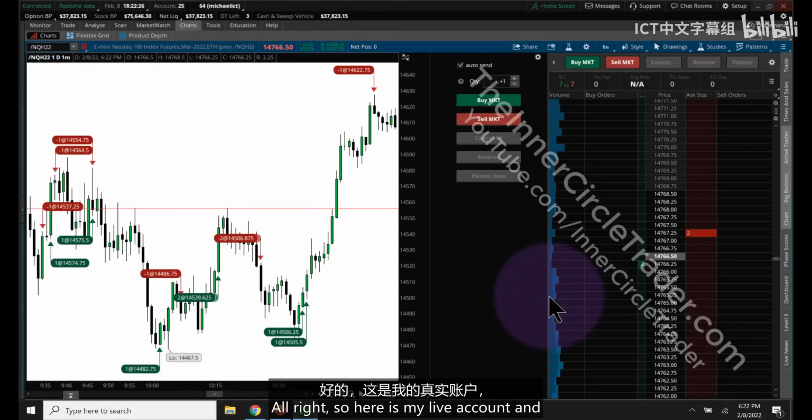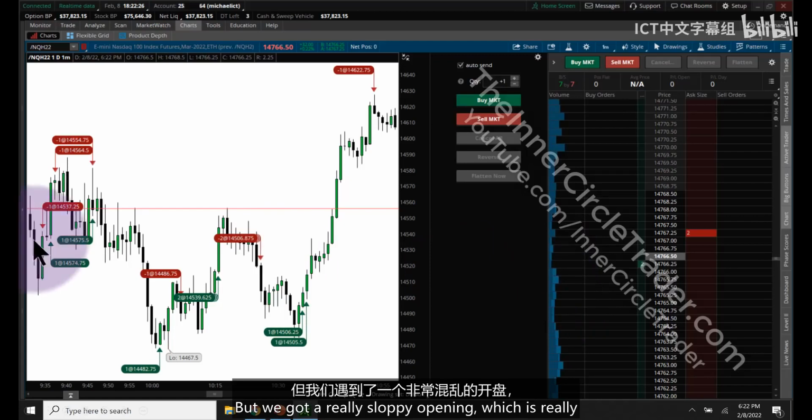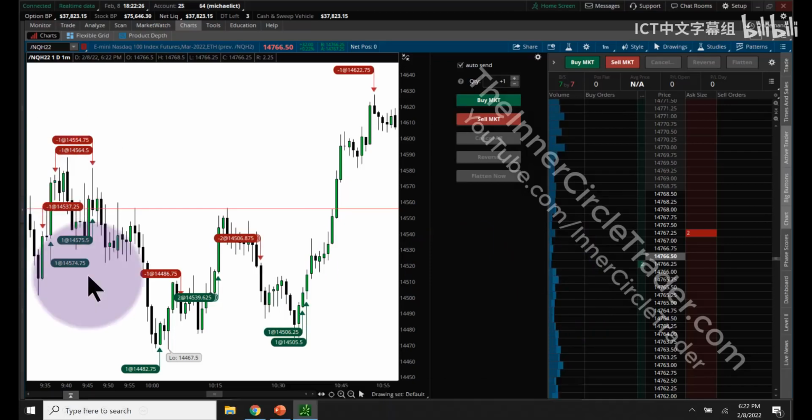All right, so here is my live account, and I did some trades this morning. I got to my desk a little late this morning. Couldn't focus. I had some expectations. I wanted to see it go lower. I told my paid membership last night that I'd prefer a move lower. We got a really sloppy opening, which is really characteristic of the 9:30 opening.